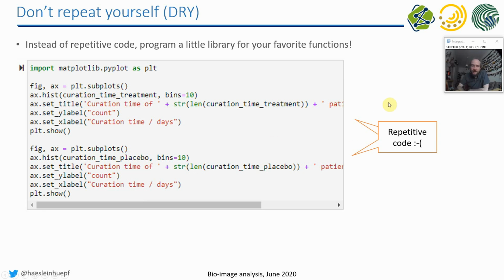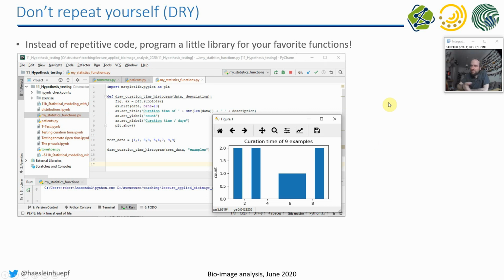The alternative to that is again in, for example, PyCharm here in this case, I have my function draw curation time histogram. Inside there's all the code which is necessary for that. It has some parameters, for example, data and description, and then I can also call this function from my Python file.